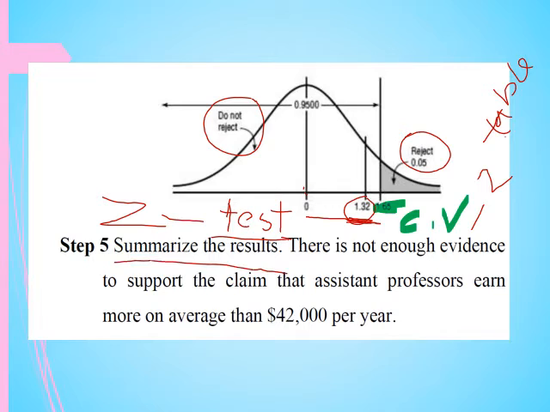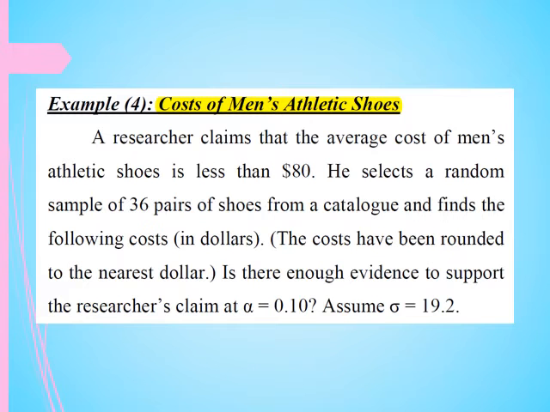We will summarize our result: there is not enough evidence to support the claim that the assistant professors earn more than this value per year. This may be a report for your manager that you get through a hypothesis testing technique. Another example: costs of men's athletic shoes.